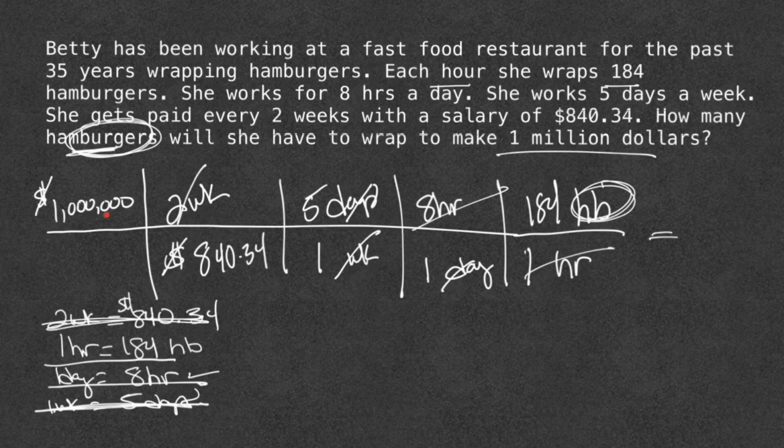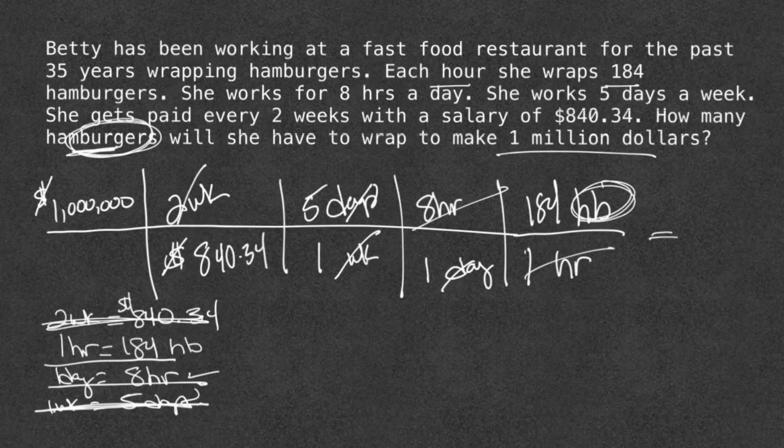So after I put a million, I'm going to look. 2 is beside that on top. So I'm going to multiply times 2. My next number is on bottom. So I'm going to divide 840.34. I go to my next conversion factor. The number is on top, so I'm multiplying times 5. Top again times 8. Top again times 184 equals.